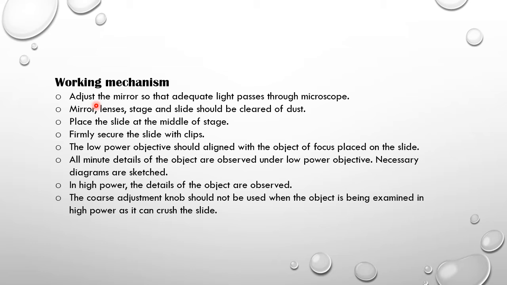Working mechanism: adjust the mirror so that adequate light passes through the microscope. Mirror, lenses, stage and slide should be cleared of dust. Place the slide at the middle of the stage. Firmly secure the slide with clips. The low power objective should align with the object of focus placed on the slide. All minute details of the object are observed.